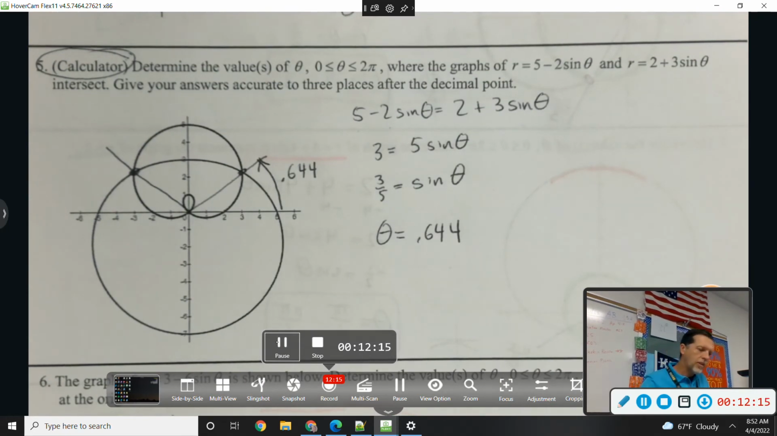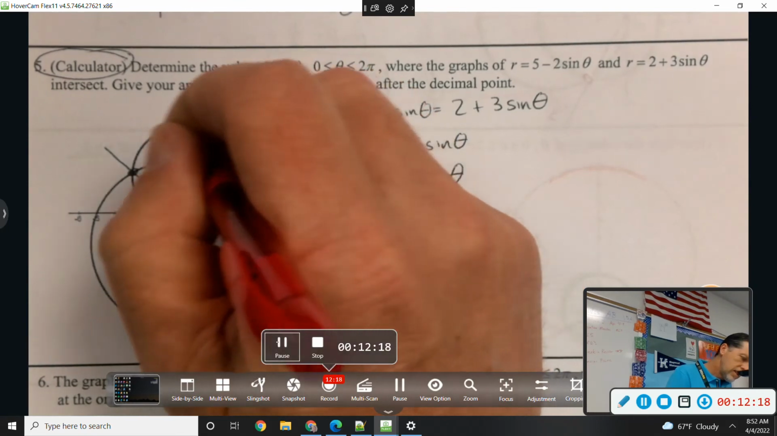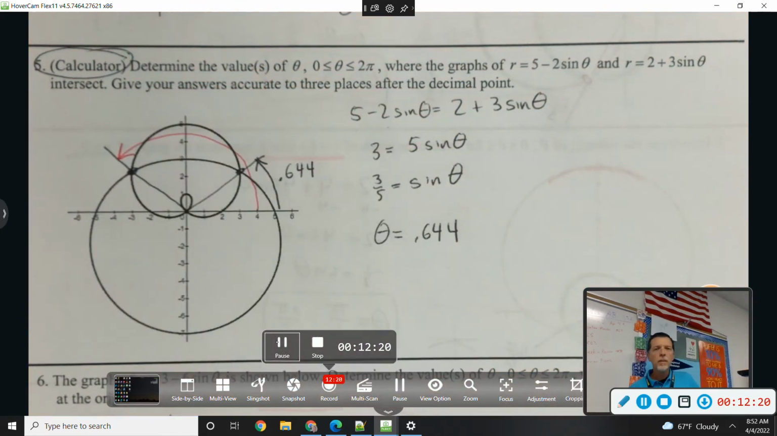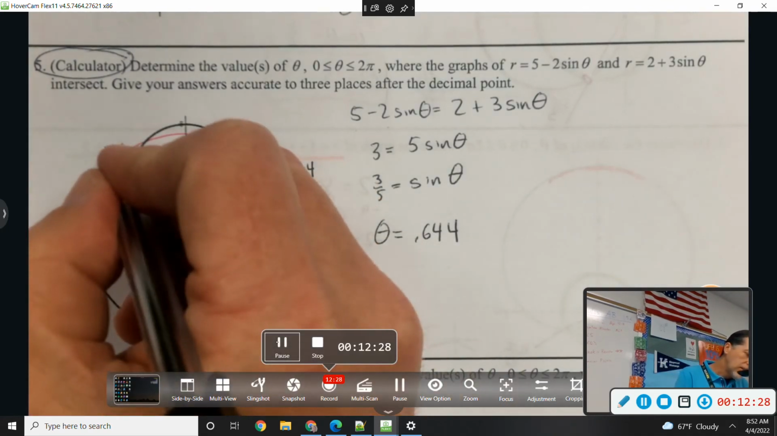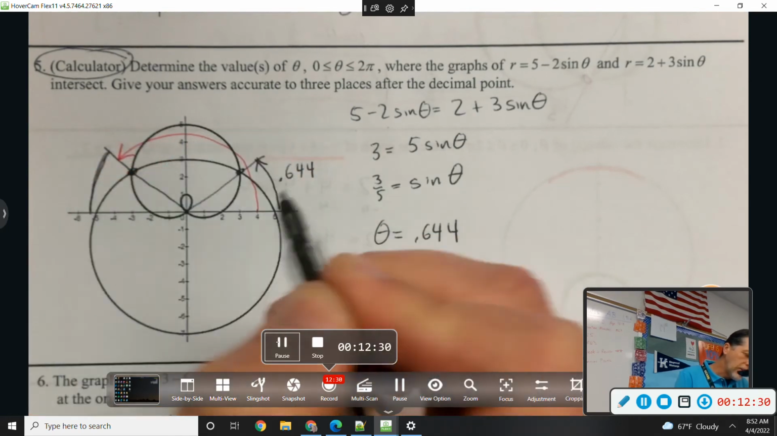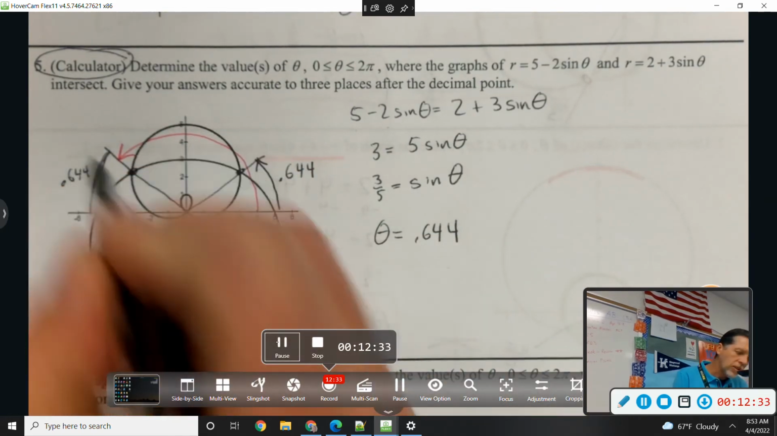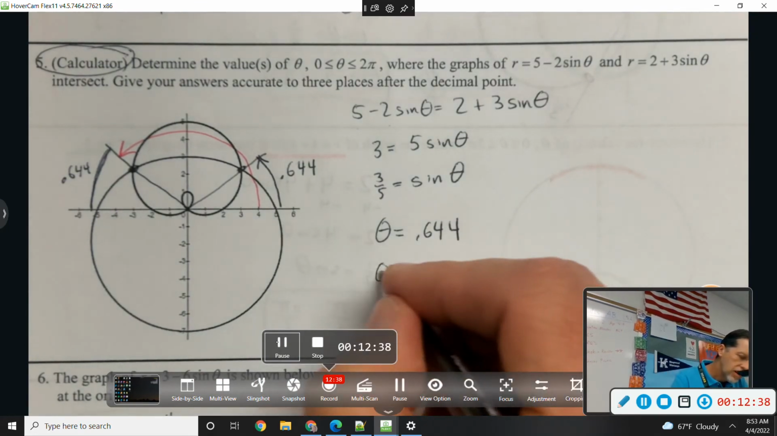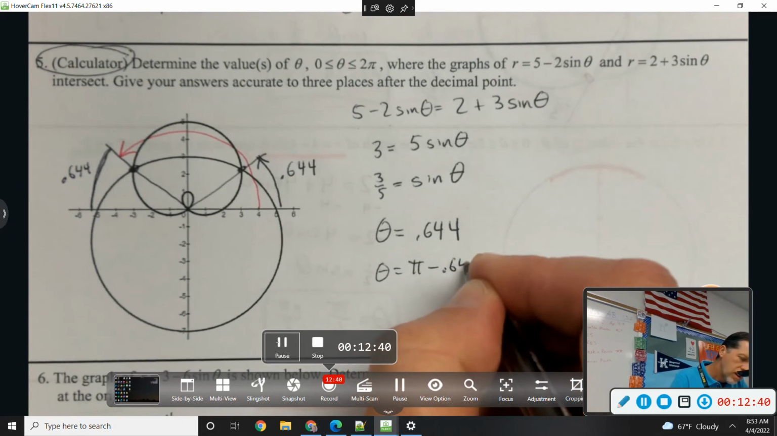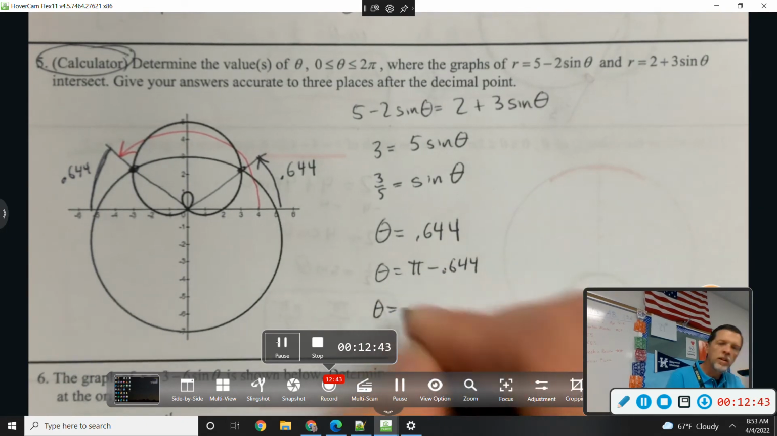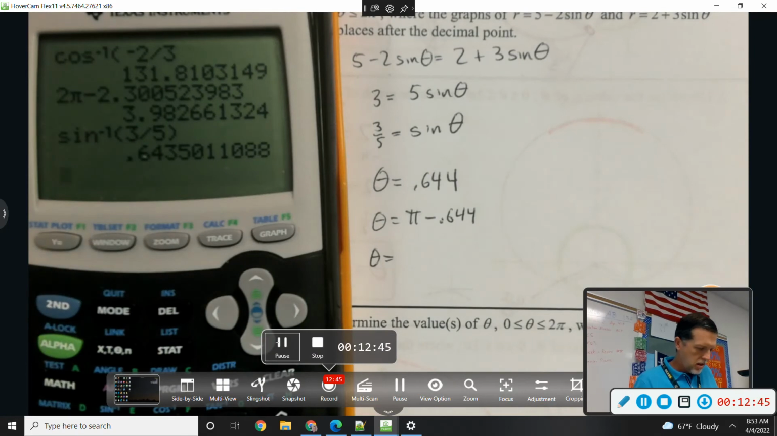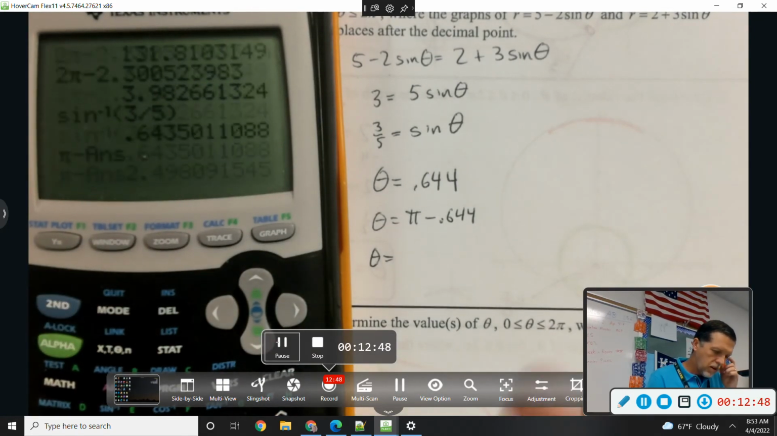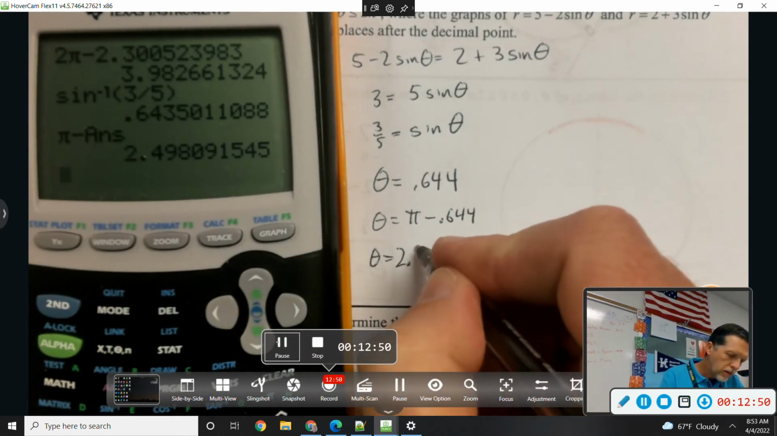How do I figure out this angle? What's that? Similar to what we did last time, but now the symmetry is this part is 0.644. So I need to do pi minus my first answer. Pi minus answer, 2.498.